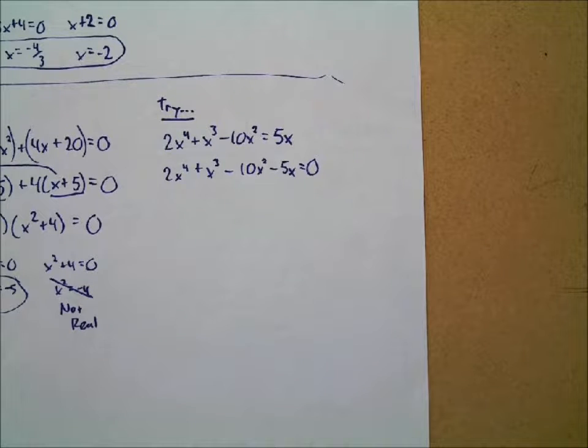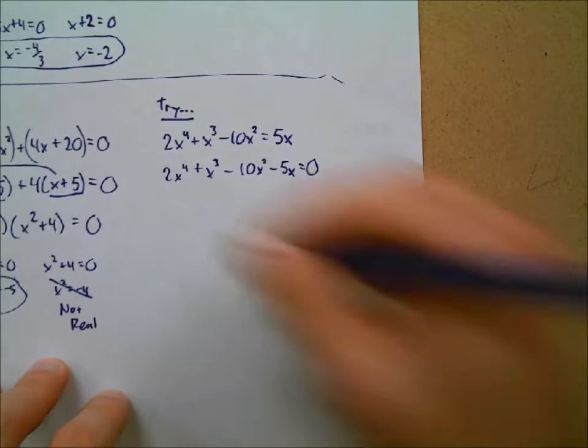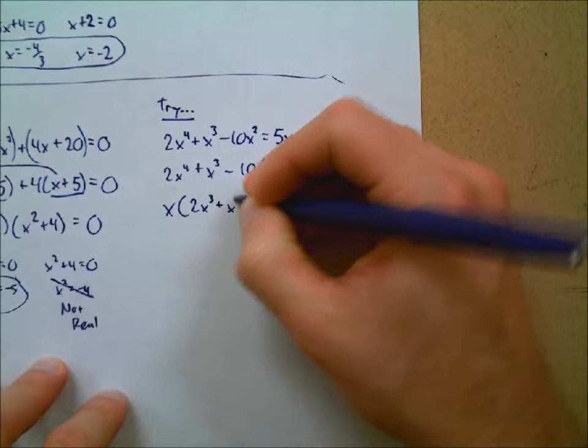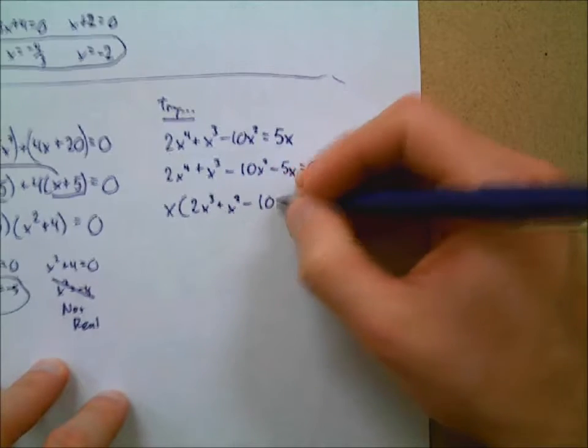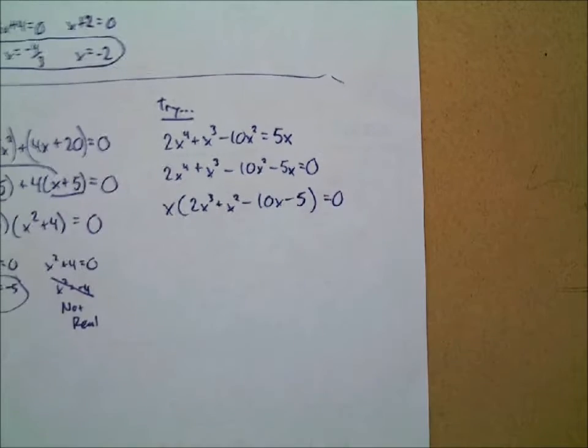Tommy, what should we do from here? I mean, you can take out a GCF. Yeah, let's do that. So I took out a GCF of x. Yep, just x is the best we can do there. So we're left with 2x cubed plus x squared minus 10x minus 5 equals 0. Okay, very good, Tommy. Thank you.